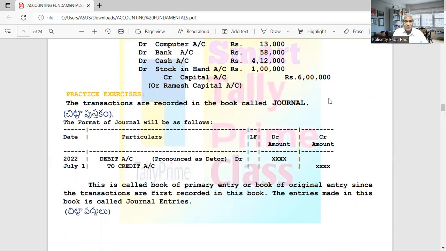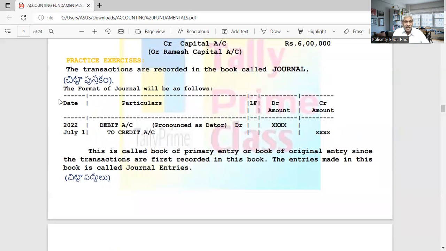This book is called the journal, also called the book of primary entry or book of original entry. So how will the entries be recorded in it? What is the pro forma of the book? See, on one page it is like this. There will be 5 columns in the book.